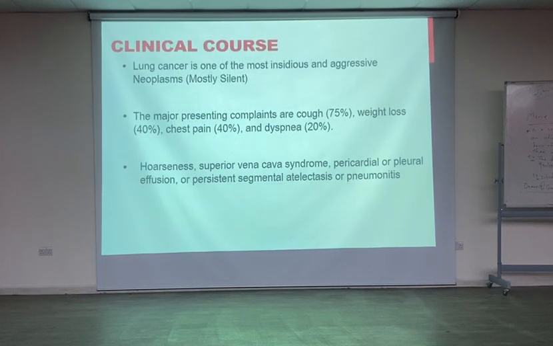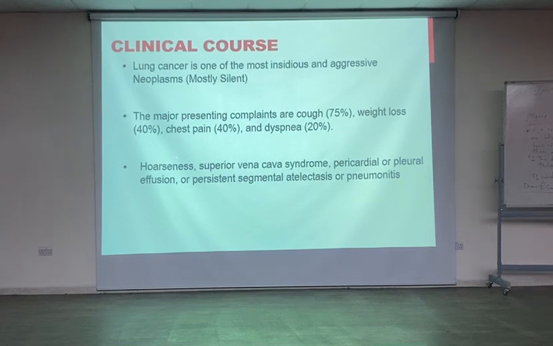Clinically, this is considered the most insidious and aggressive neoplasm, but the patient is mostly silent because the tumor must grow into a certain size to produce symptoms. If the tumor grows large, the patient may present with respiratory symptoms that are related to the lung involvement itself, like cough in 75% of cases, weight loss in 40%, chest pain in 40%, and shortness of breath in about 20%. But sometimes the initial presentation can be of metastasis, involvement of other organs.